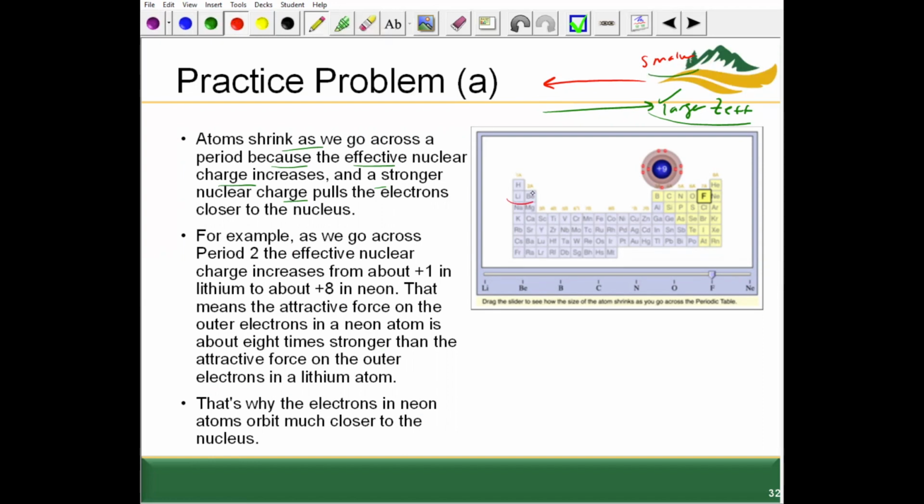So like we saw, lithium is larger than carbon, which is going to be much larger than neon. Because neon has such a large effective nuclear charge, that means the electrons in neon will orbit very close to the nucleus. They're pulled in really tightly towards the nucleus. So that leads to electrons in neon orbiting much closer towards the center, towards the nucleus.